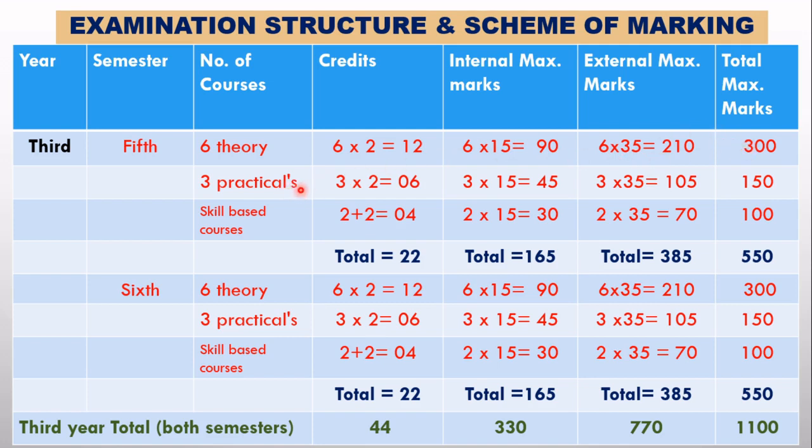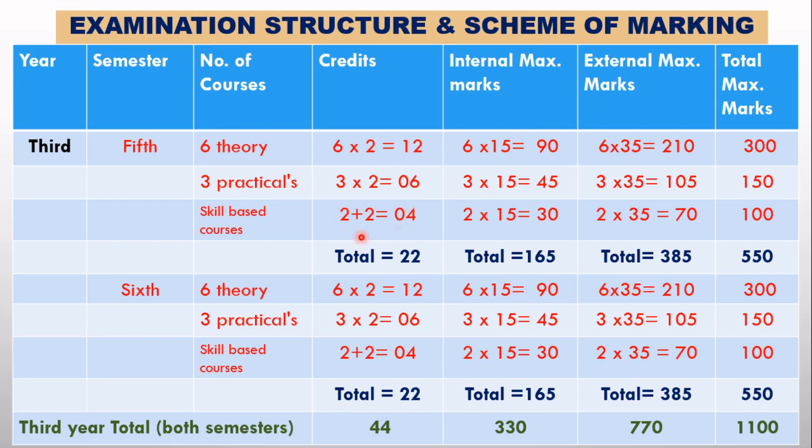As there are 3 discipline specific subjects, each having 1 practical, there will be 3 practicals. 1 practical has 2 credits, so 3 into 2 becomes 6. With a similar pattern of internal and external examination, 3 into 15 is 45 and 3 into 35 is 105, so it becomes 150.